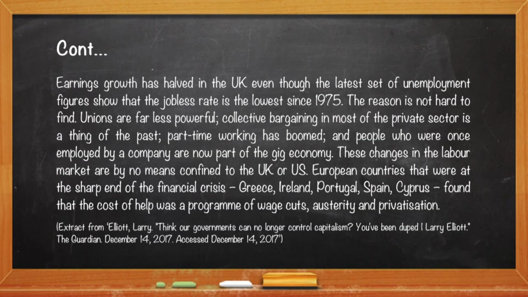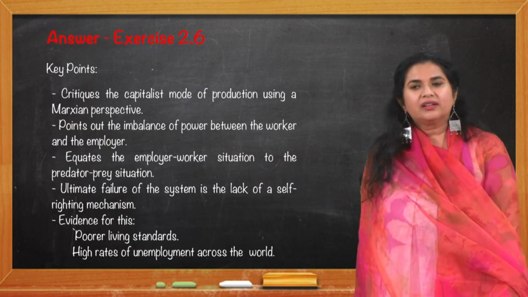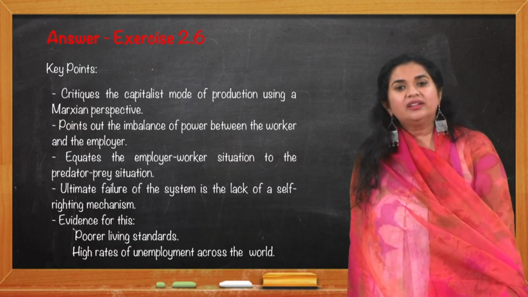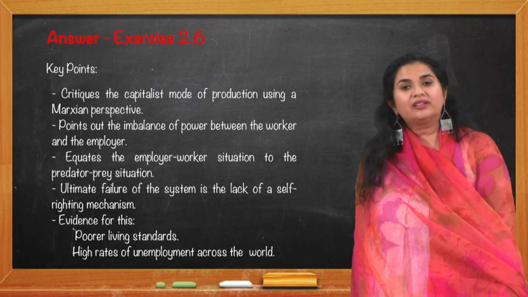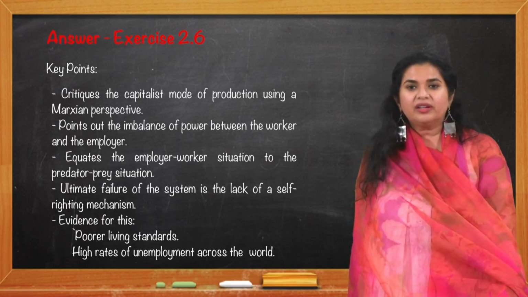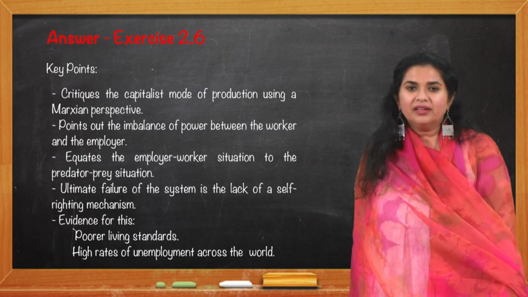There are repetitions. It's a very well written passage, but there are repetitions. There are a lot of emotions also. However, you have to find the key words here. What are the key points here? Critique the passage. What is it doing? Critiquing the capitalist mode of production using a Marxian perspective.